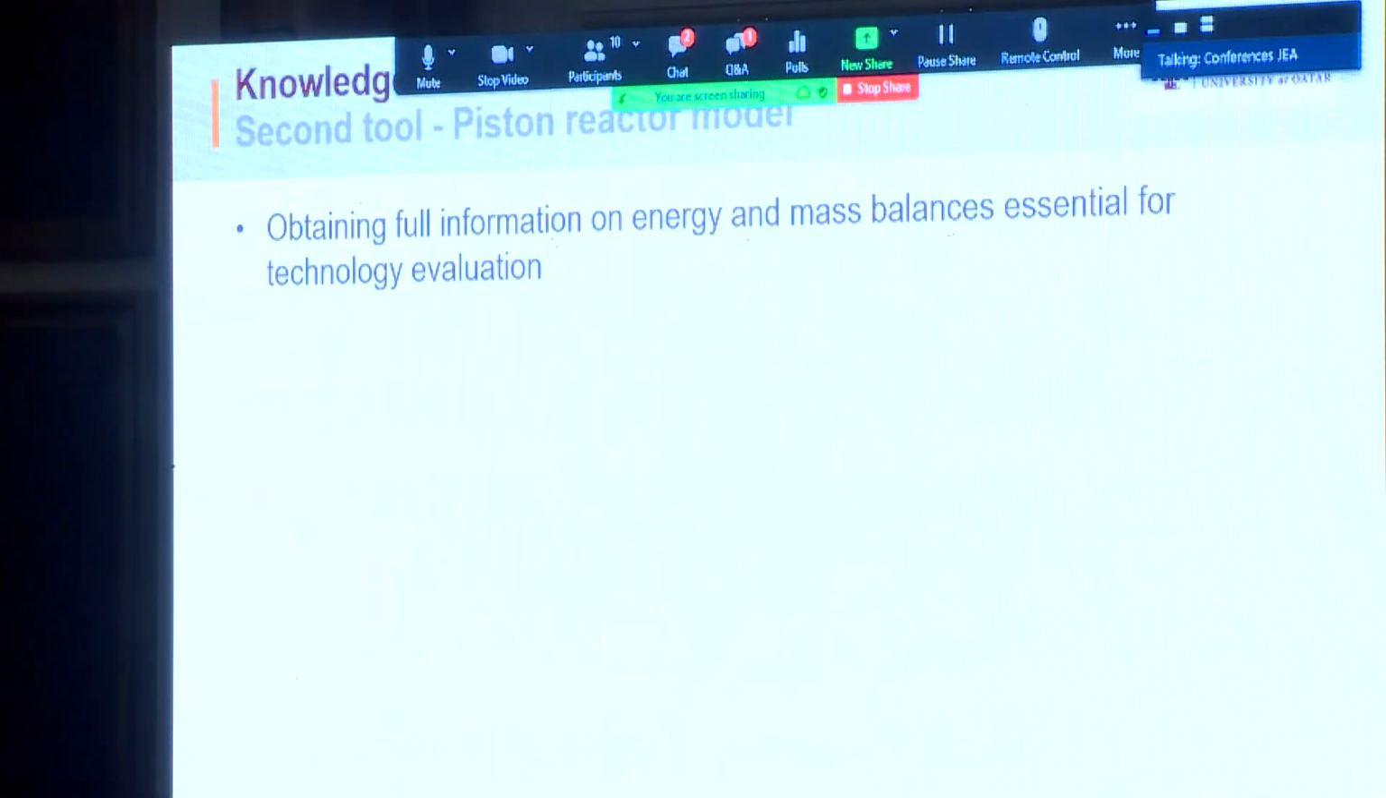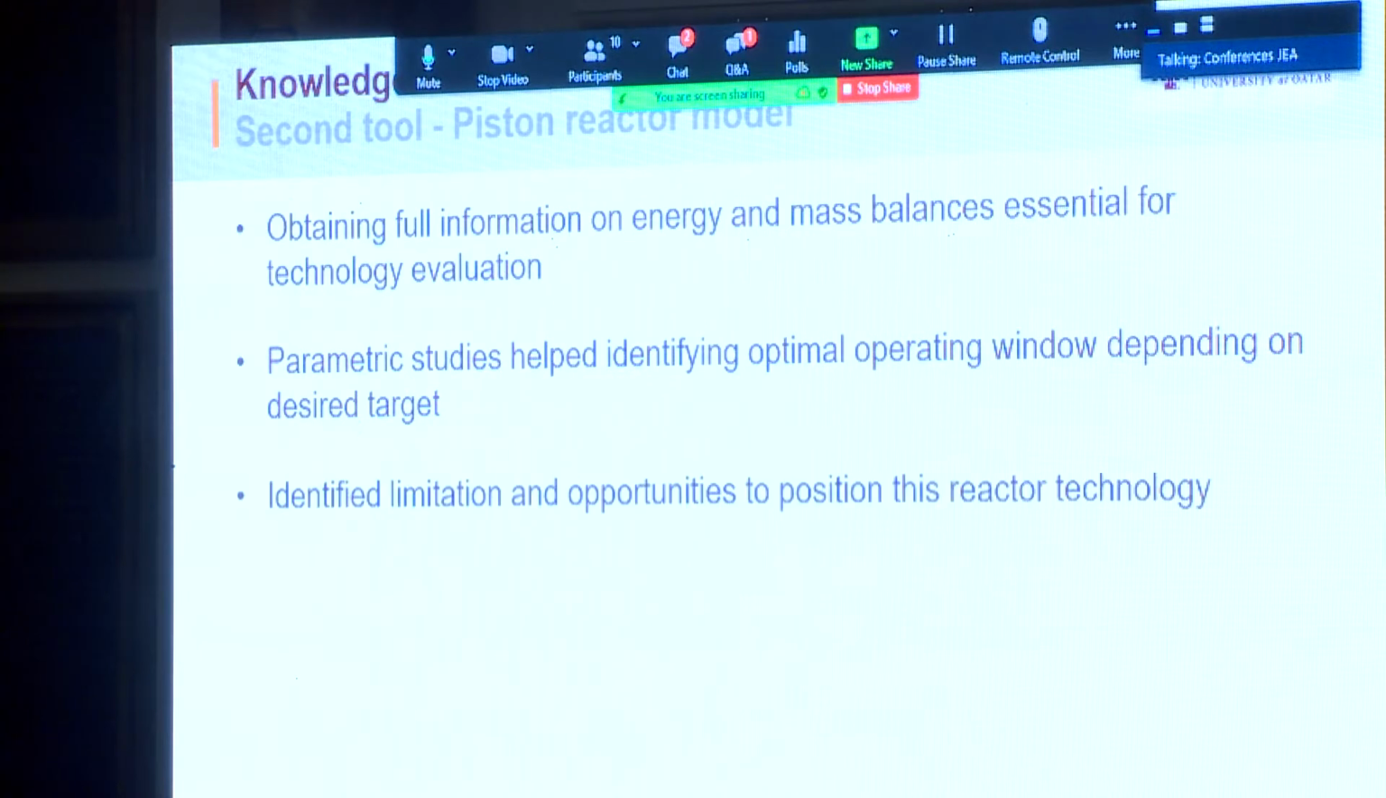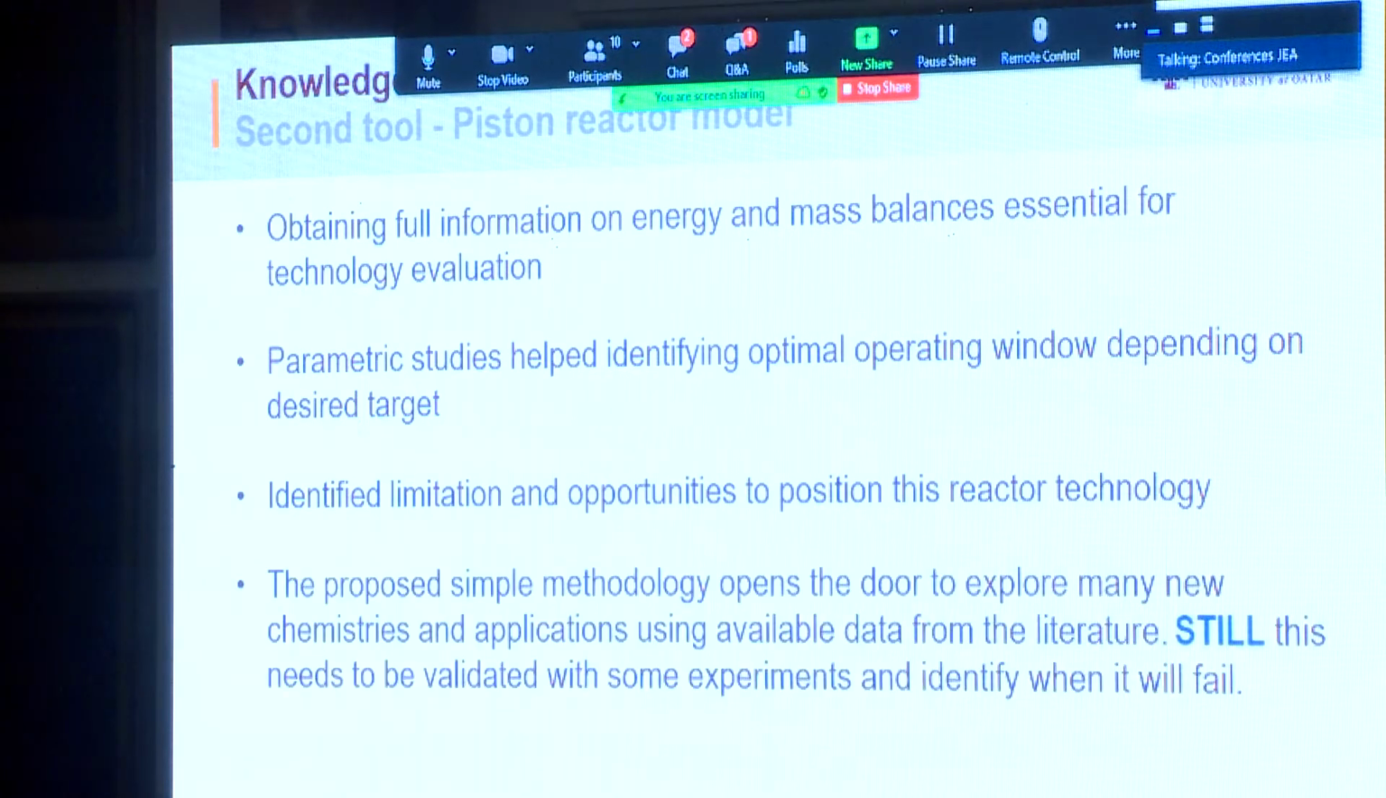So with this model and this tool, we managed to make full information on the energy and mass balance, essential for the evaluation. We managed to make a parametric study to identify basically how to optimize and think of the process, the limitations and opportunities, and also, although this methodology might not be true, if it is valid, it means we can really screen a lot of chemistry quicker to help develop this technology further.